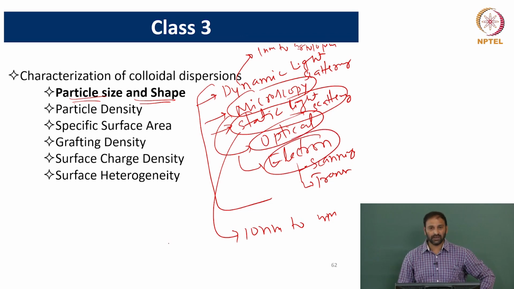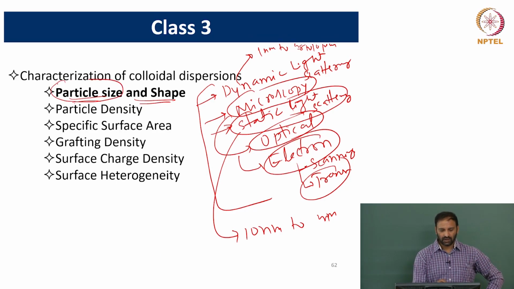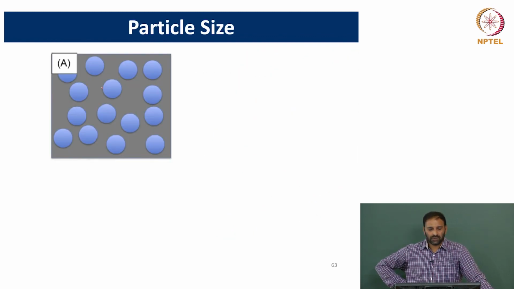Electron microscopy, especially transmission electron microscopy, is suited when you're looking at particles at the nanometer length scale. We won't go into the details of all these techniques. I just want to mention that there are techniques available in the literature, and you should be able to characterize particles for size as well as shape. Now, what you're looking at is a schematic. What can you say about the schematic?